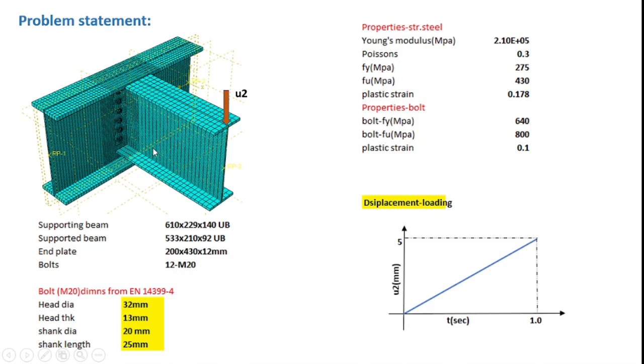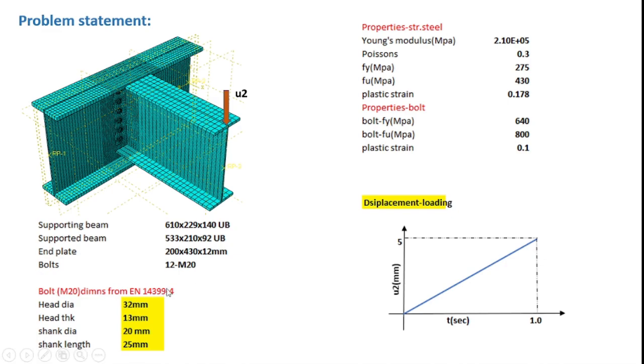So the 3D model developed in Abaqus for this tutorial is shown here. It essentially has three components. One is a supporting beam, which is of size 610 by 229 by 140 UB. Then we have the supported beam that's of size 533 by 210 by 92 UB. And to have this connection, we have used an end plate of 200 by 430 by 12 mm thick, and that is shown here. And 12 numbers of M20 bolts are used to make this connection.